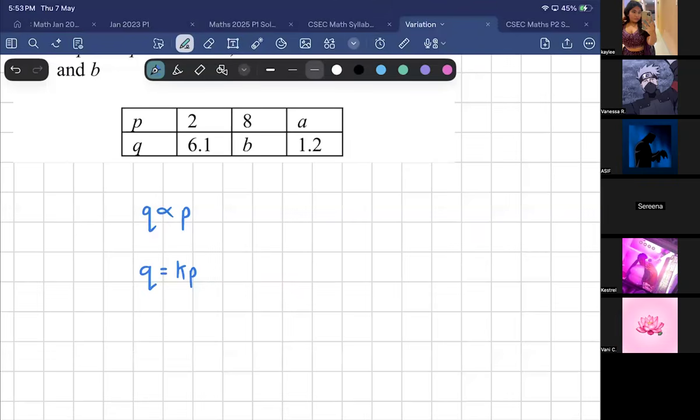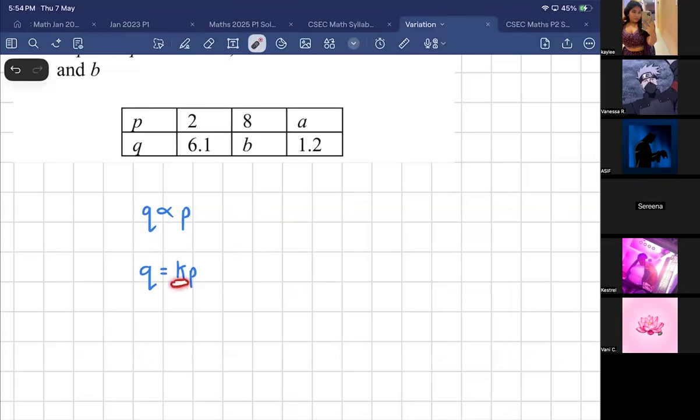I'm back. Alright, so Alexia, Q is equal to KP. So the next step is to typically find K. So if you want to find K, then what other two things do you need to know? You need to know what Q and P are. You'll need an example. When you look at this table over here, are there any examples? Are there any ordered pairs?